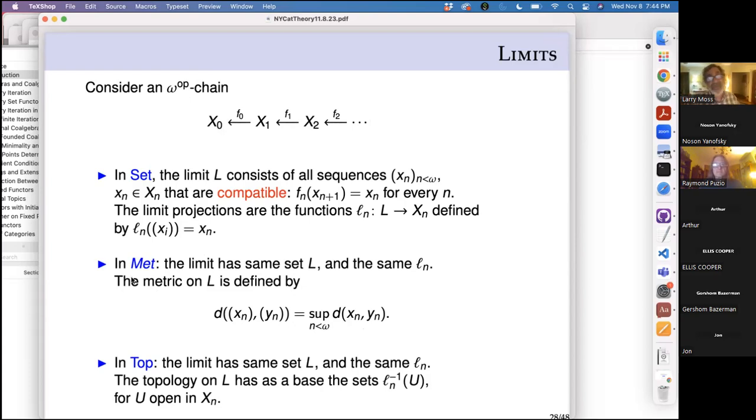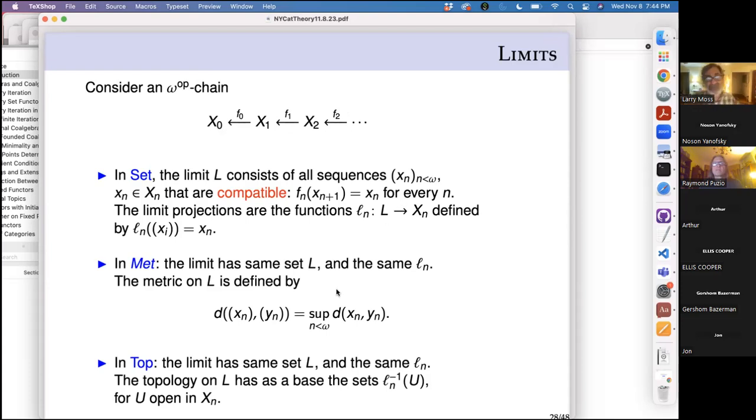So that's how you get the limit in the category of metric spaces. And now in the category of topological spaces, all these are topological spaces and the functions are continuous functions. The limit is again the same set of sequences, and you have to say, well, what is the topology on that?